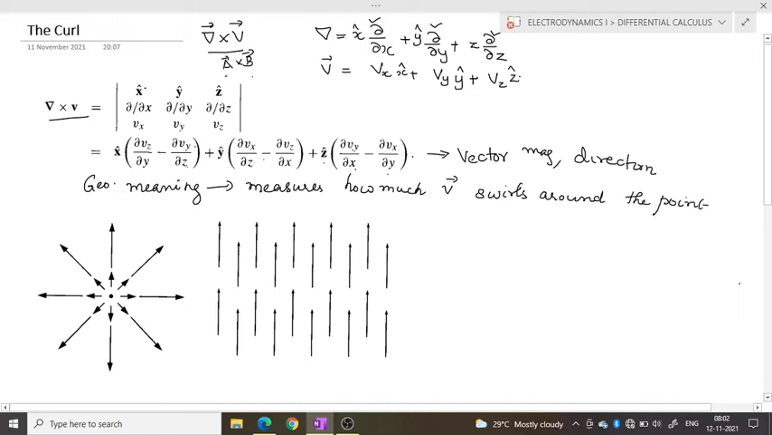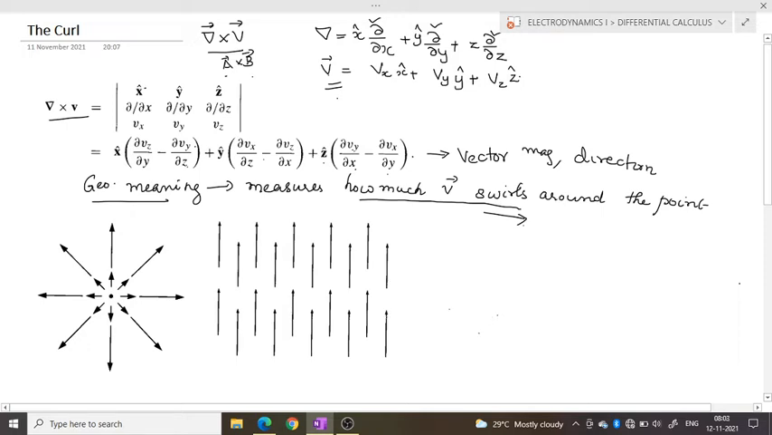So at that point x, y, z where this vector is defined, how much v swirls. This is the meaning of swirling, it means it is curling around. So this is the geometrical meaning of curl. How much a vector curls is defined by the curl. Now we will look at some functions and find the amount of curl for those vectors.